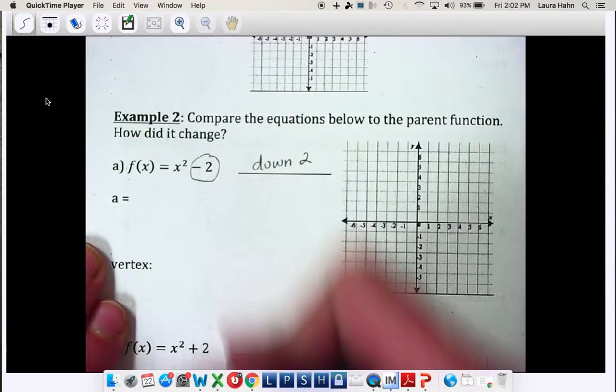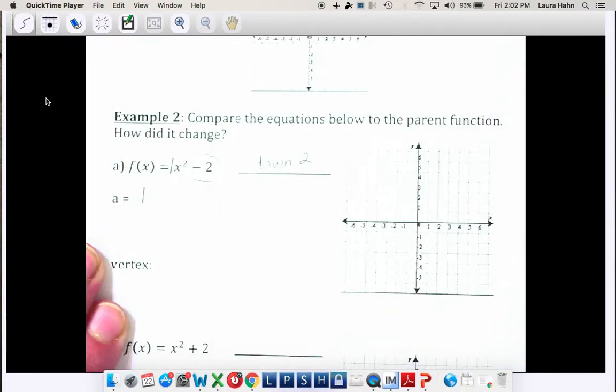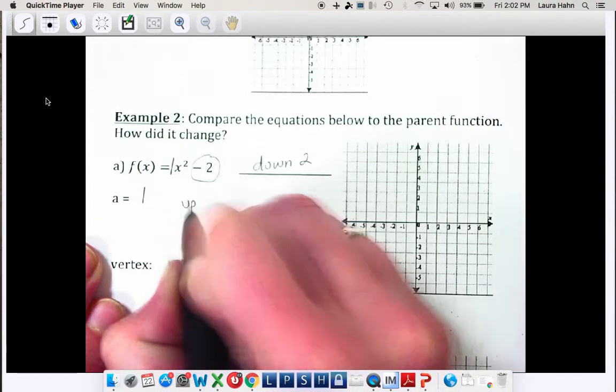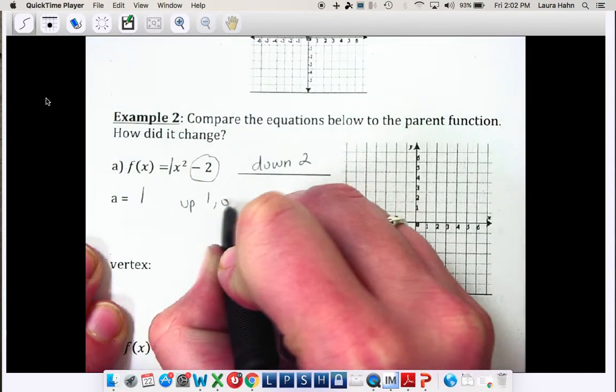Our a value comes out front. Well, that's still a 1. So I know it's going to go up 1 over 1, up 3 over 1.